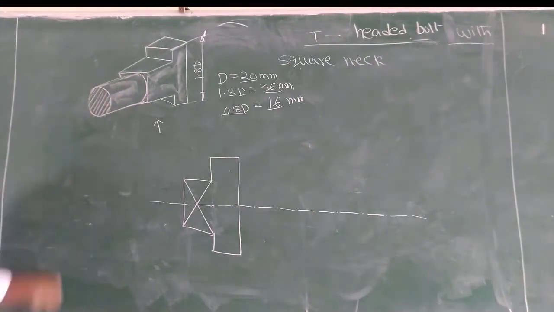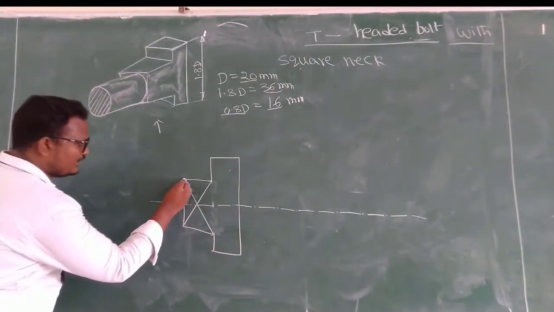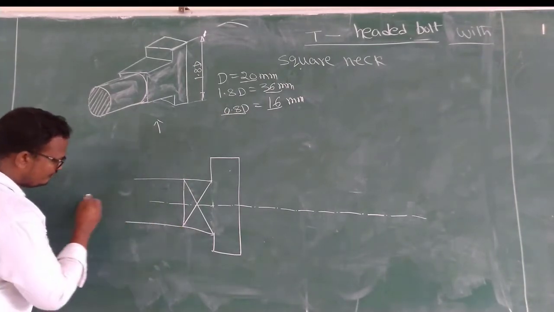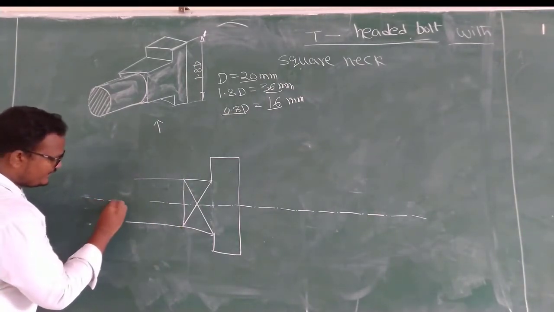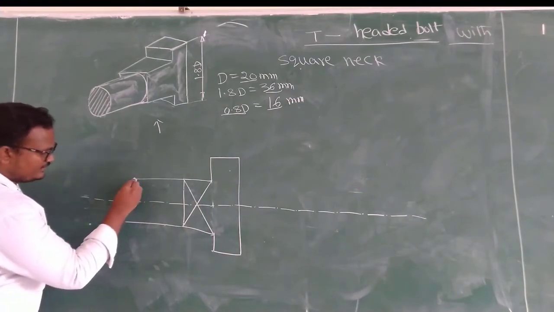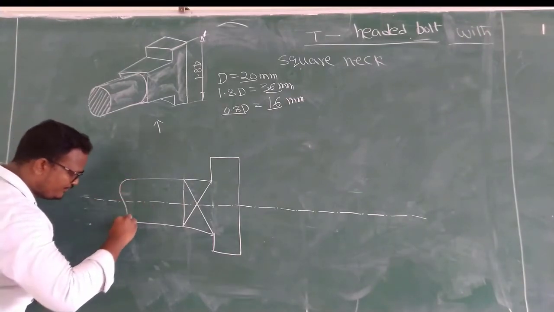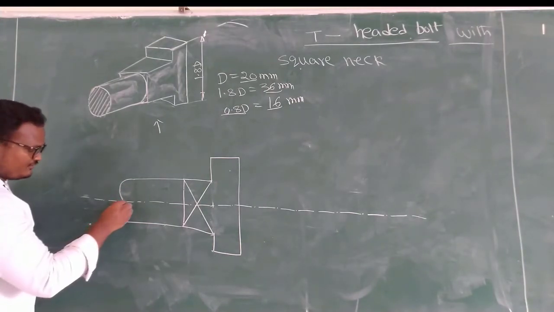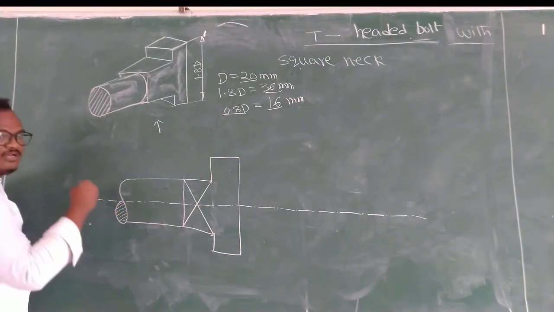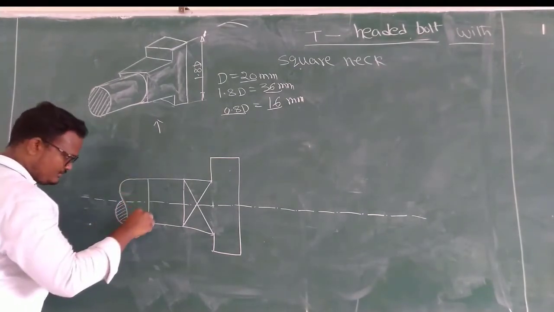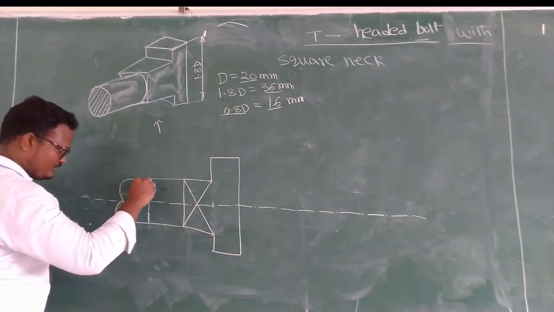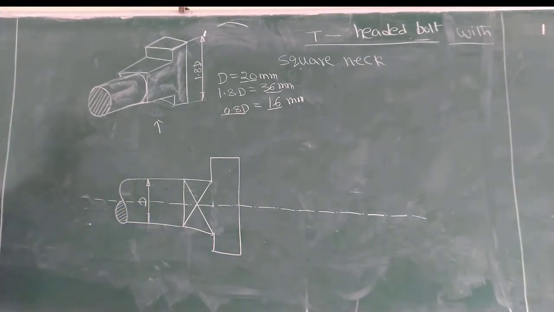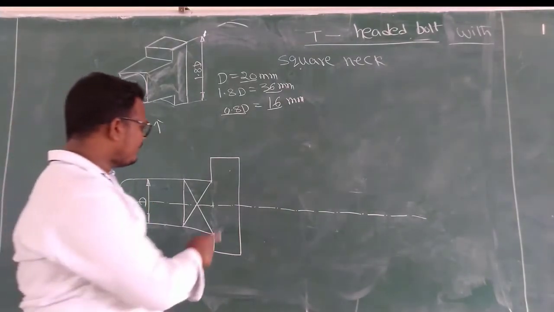Next, this diameter. The length is not necessary; you can take any length. For the shaft, there is no need to take the exact length; just represent it like this. This symbol indicates the shaft. What is the diameter? D is 20 mm only. Next, this is the front view.